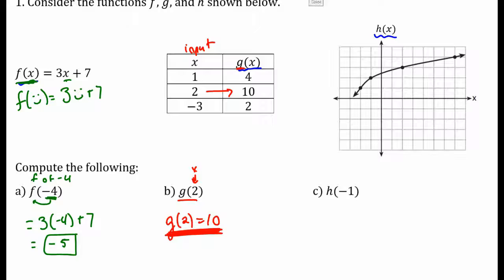And finally, we've got the h function over here, h of -1. Plug in a -1. So there's -1. What's my y value? It's the point -1, 2. My y value is 2. So that's your x value. The output is your y value.